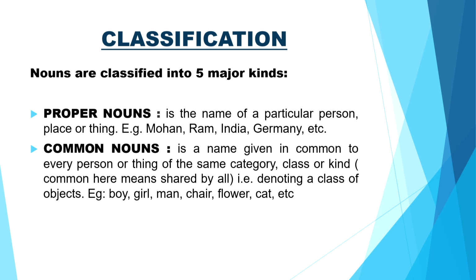Next comes common nouns. A common noun is a name given in common to every person or thing of the same category. Keep in mind, they belong to the same category, class or kind, that is, denoting a class of objects. For example, boy, girl, man, chair, flower, cat, etc.